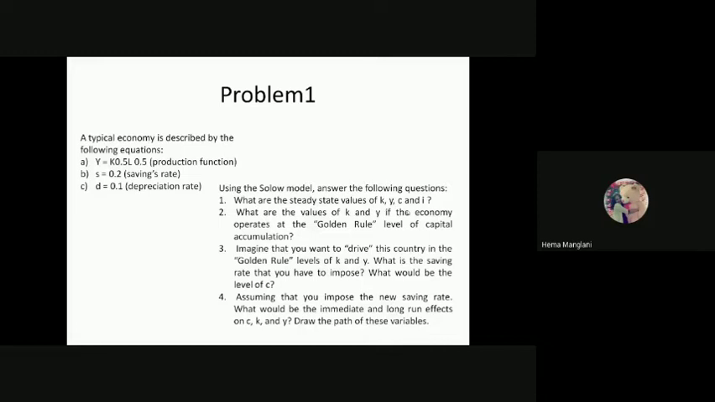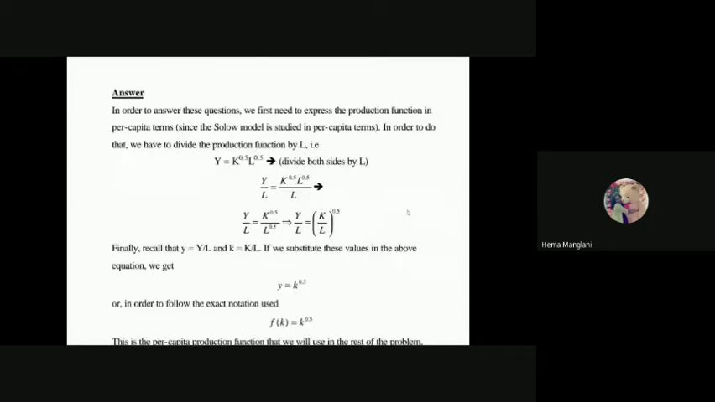Yes, so what does per worker mean? You may be wondering how we find it, because per worker is not given to us. So let's see, because L is given to you. Here L is equivalent to N. So we will talk about per capita. So Y divided by L, if you do that, then you will get small y. So Y equals K power 0.5, L power 0.5.